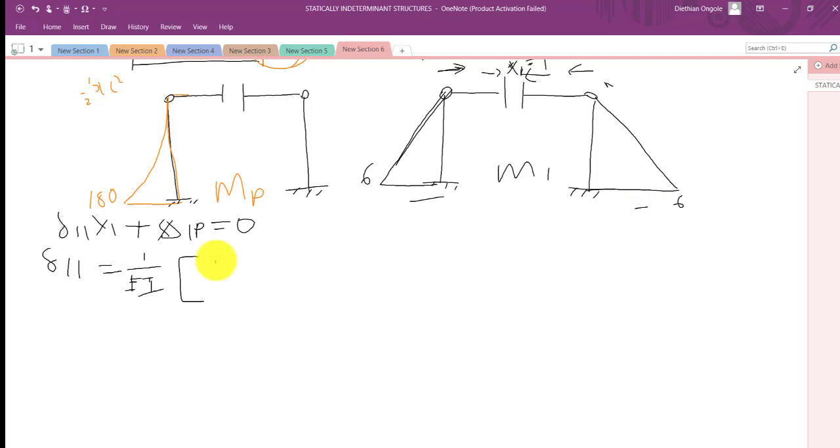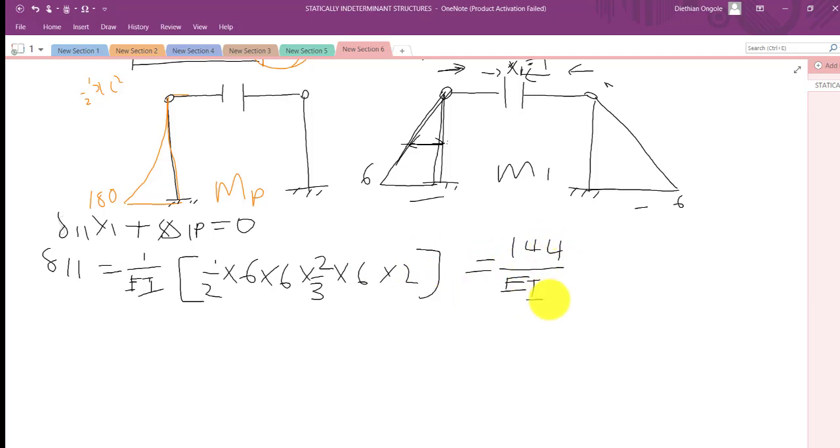So the area would be a half times the base, which is 6, times the height, which is 6. Our center, because it is from the same drawing, is somewhere here. Then this distance from this point up to this point would be 2 over 3 of this distance, times 2 over 3 L, and our L is 6. Then there are 2 of them, so times 2. So this would be equal to 144 divided by EI.